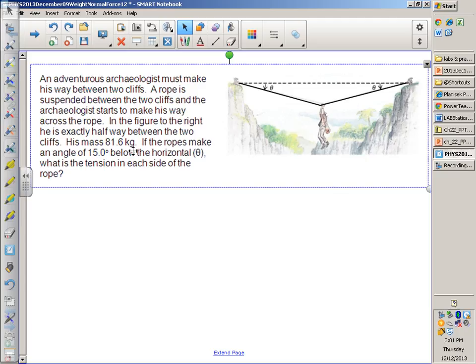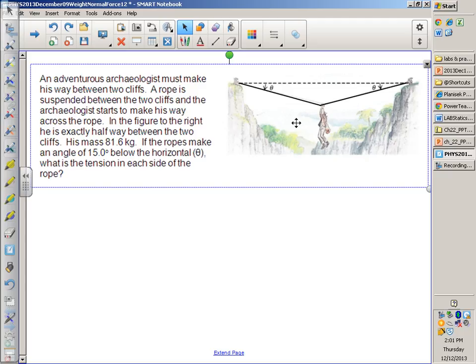His mass is 81.6 kilograms. If the ropes make an angle of 15 degrees below the horizontal, which is labeled as theta in this picture, what is the tension in each side of the rope? So, I'm actually going to do this a little bit backwards. I'm going to draw the picture first, and then we'll talk about what we're looking for.